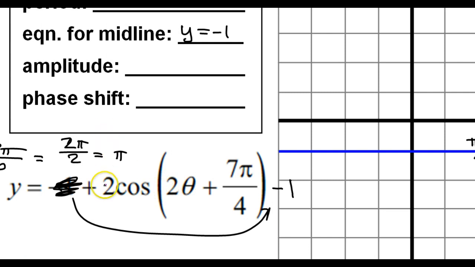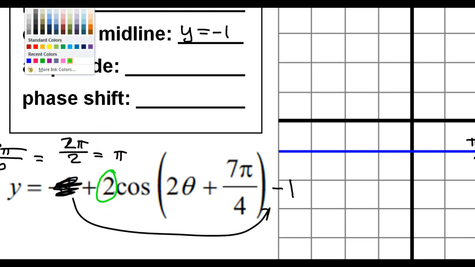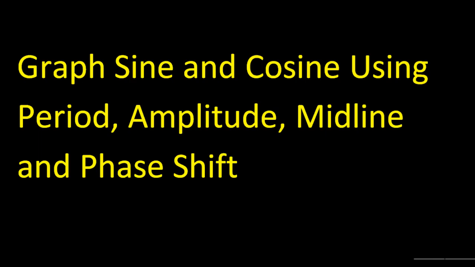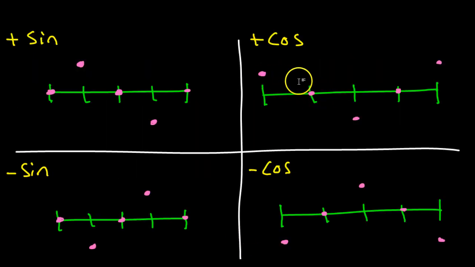Alright, let's talk about the amplitude. The amplitude is going to come from this number right here. So the amplitude is 2. Now, combining that with the midline and the fact that we have a cosine function. Remember cosine works like this. It starts off above the midline and then it goes to the midline, below the midline, to the midline, above. So sort of like a V or like a valley. V for valley. That's great.